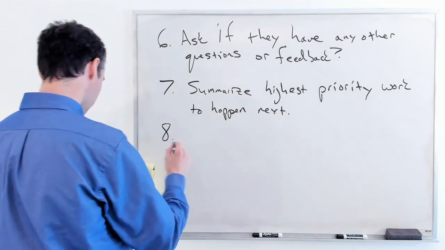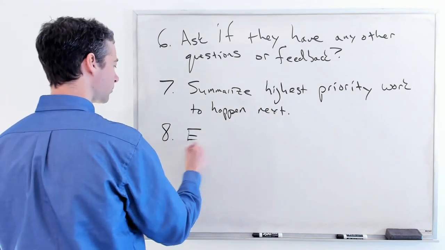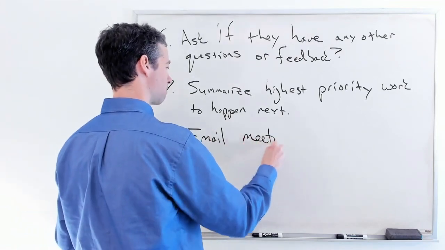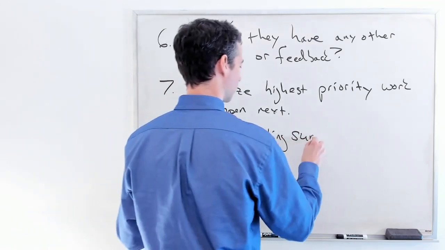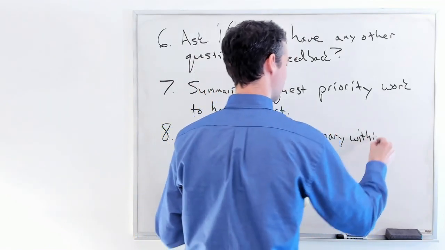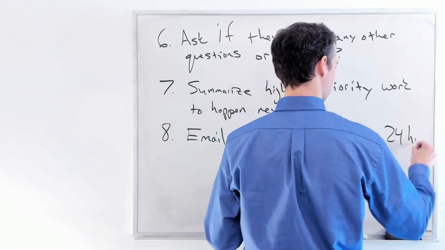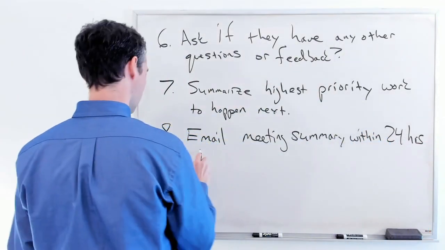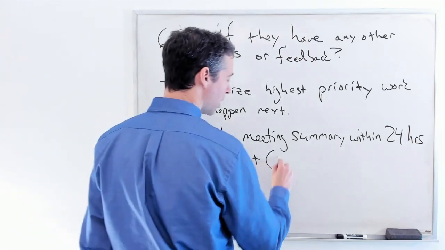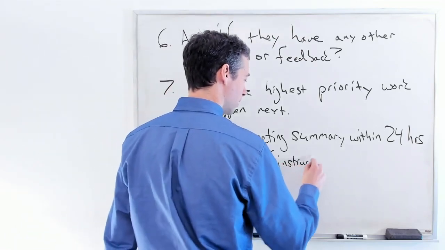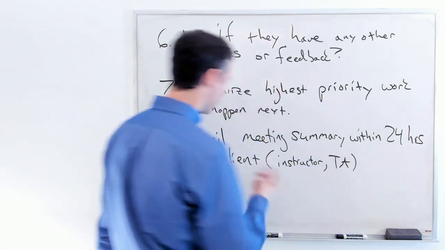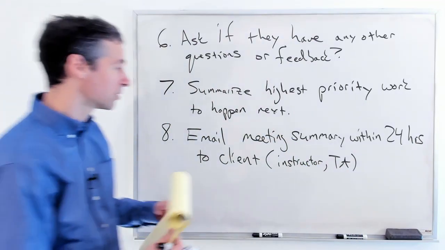All right. So then you've wrapped up the meeting. And following the meeting, you email a meeting summary within 24 hours to the client, and as well in 342 to your instructor and your TA, although your TA is your client this time around, so there's no difference there.